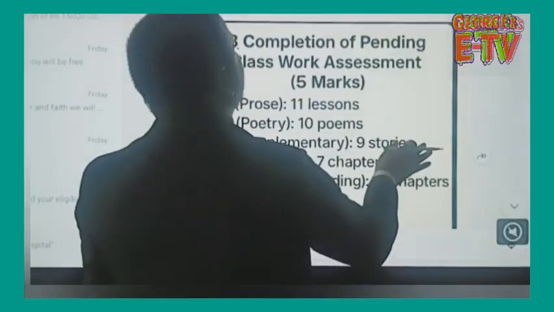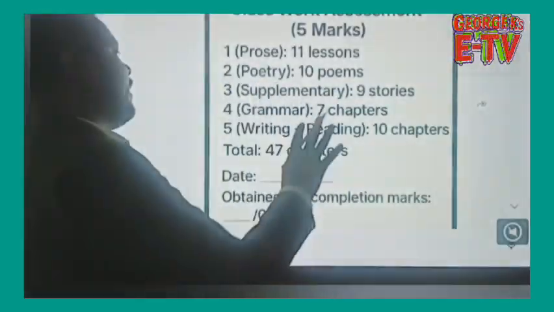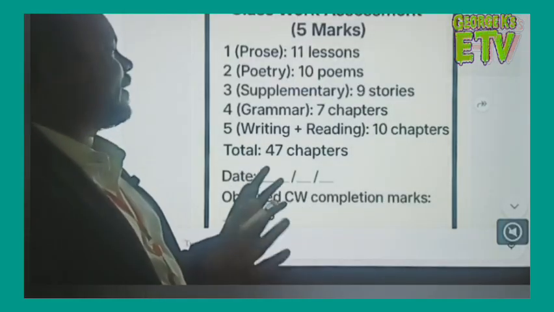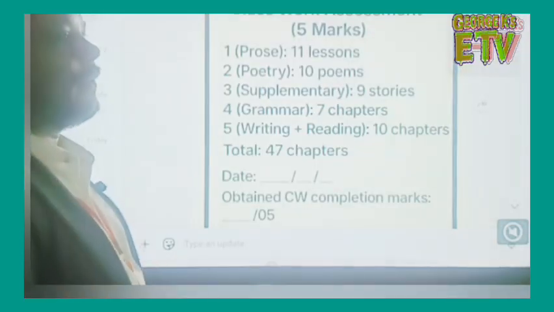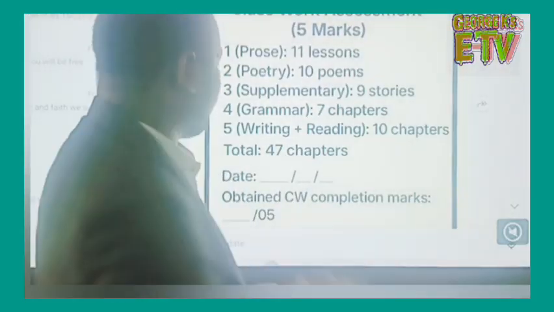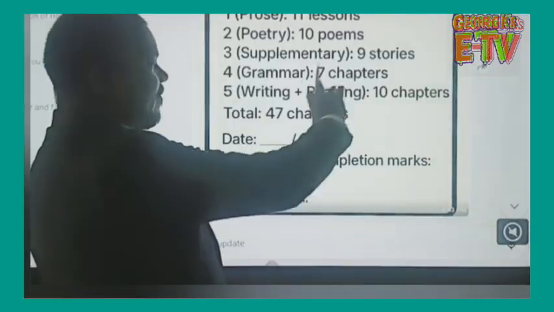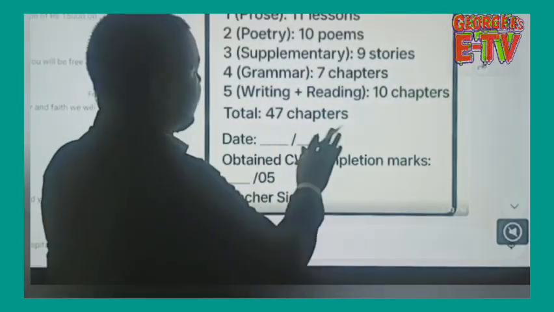Completion of pending classwork assessment. In this assessment, your CW notes will be checked, whether you have completed 11 lessons, 10 poems, 9 stories, and 7 chapters of grammar, along with writing and reading skills, letter to editor, analytical paragraph. Okay, all that together will be 47. So all this poster you have to make for that next 5 marks. And after seeing the CW completion, the teacher will give your marks here.